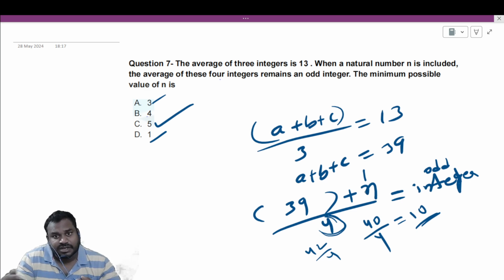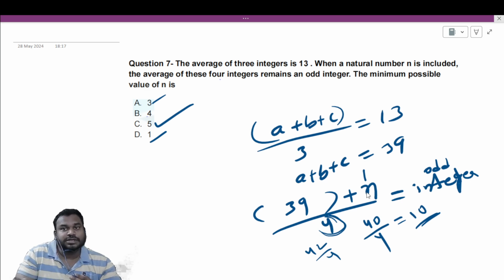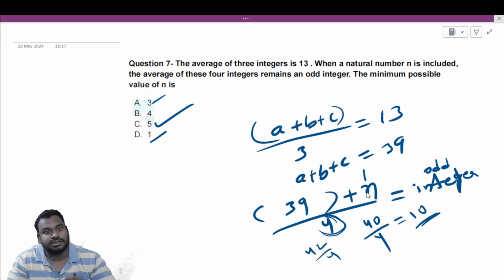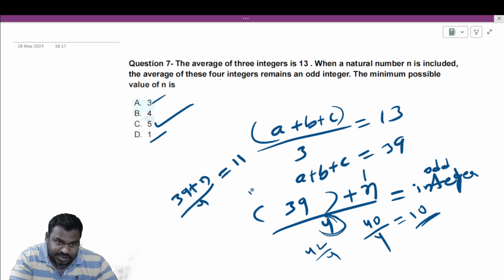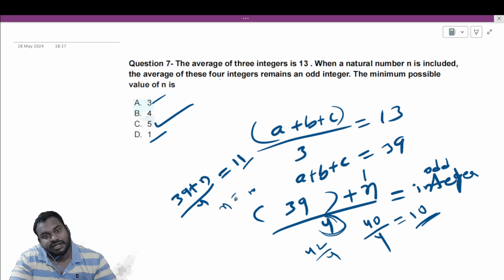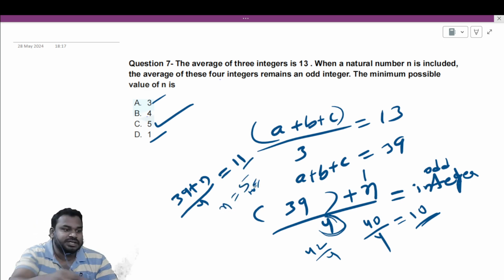44 by 4 is 11. So what number should I add? 5. So without putting options, yes, that is the answer. Like that you can do, or else you can do this way also. (39 plus n) by 4 is equal to 11, because 10 we calculated by putting 1. So the next immediate number is 11. So put it to 11 and find 44 minus 39. That is n equals 5.